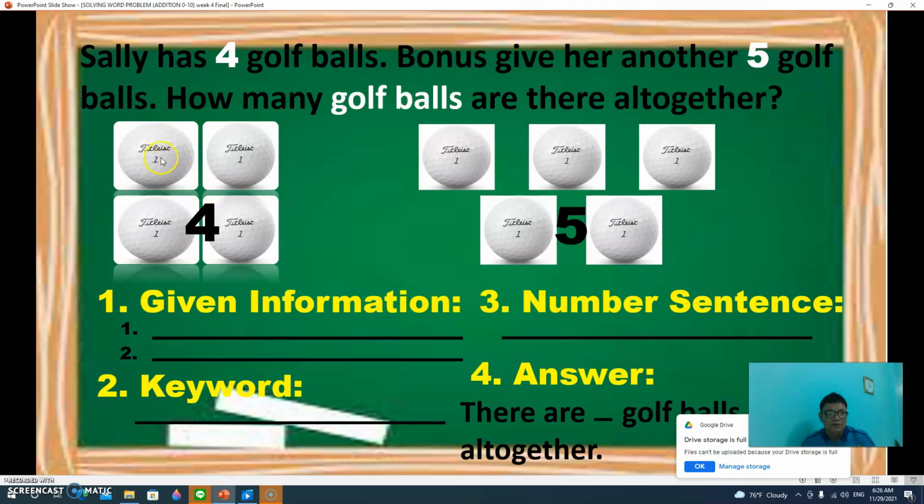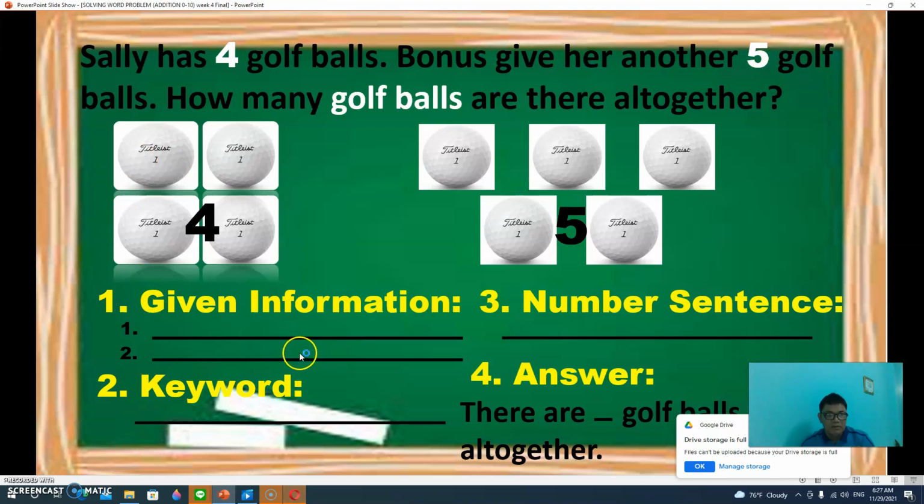Okay, so 1, 2, 3, 4. So this is 4 golf balls. This one, 1, 2, 3, 4, 5. So 5 golf balls. Okay, so let us answer about the given information. Sally has 4 golf balls, number 1. And number 2, Bonus gives her another 5 golf balls.